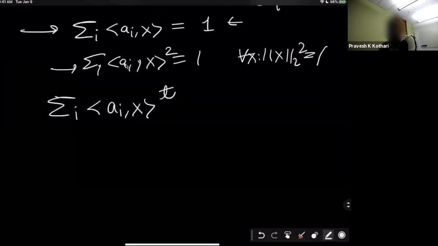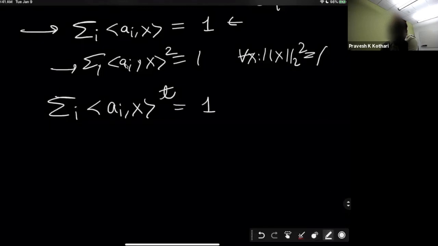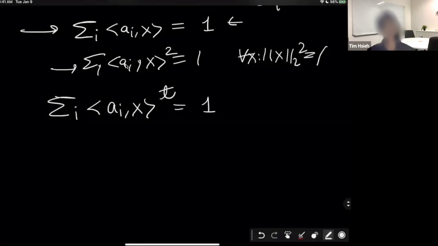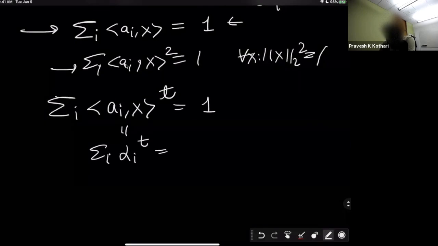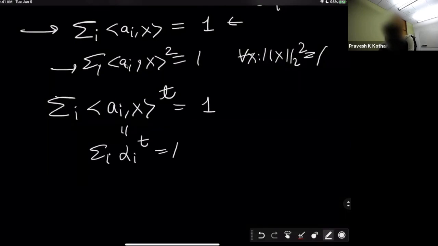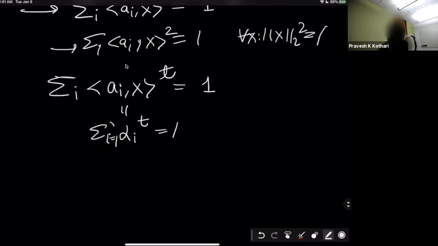Suppose for some large even integer t, I say that this should be equal to 1. Let's see what it means, because I want to claim that this is in fact a decent way to capture that X is one of the AIs. Why is that? Suppose this happens. By the same computation we did earlier, this is the same as saying that the sum of alpha I to the t is 1, because x dot ai is simply alpha I. Now, let's say there are r terms here. It means that in real life there is an alpha I which must be at least 1 over r.